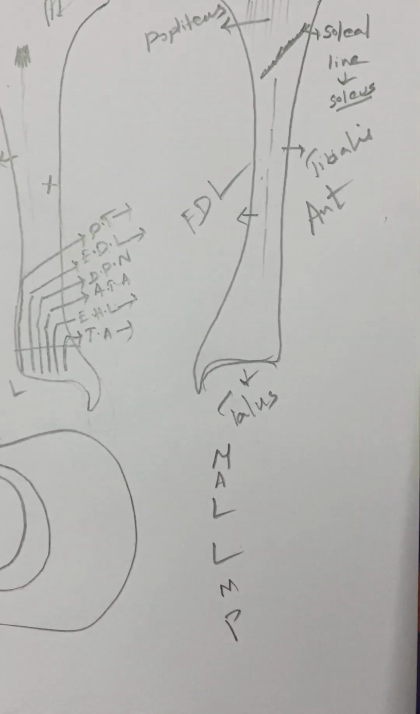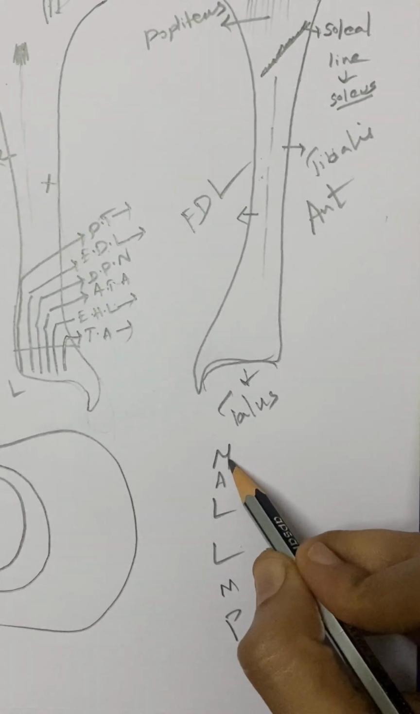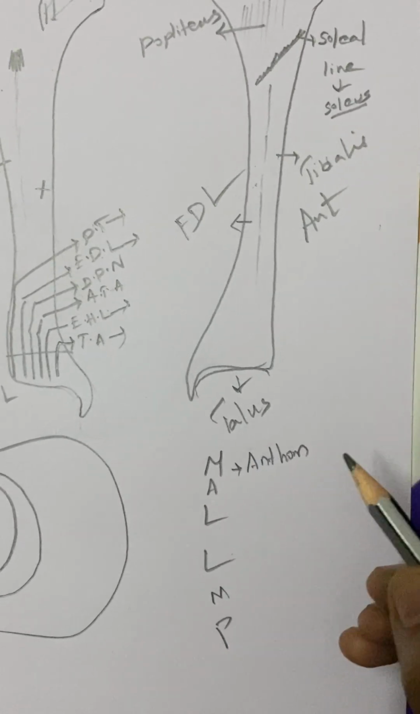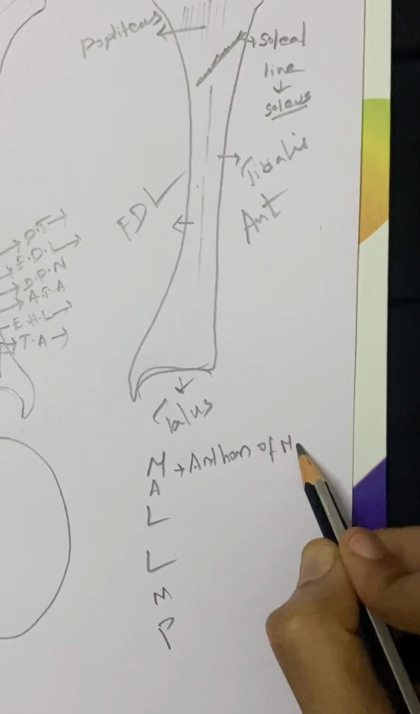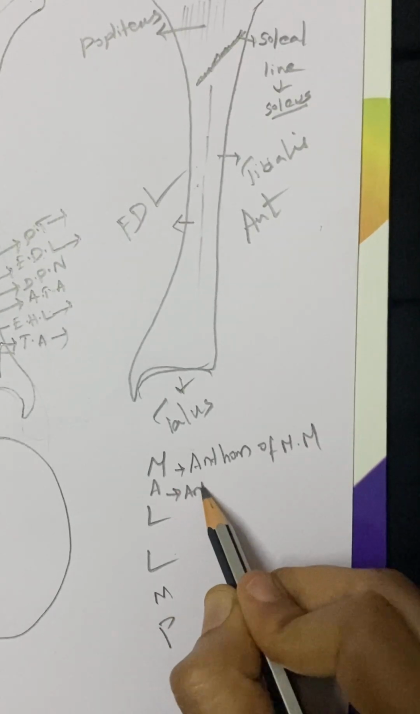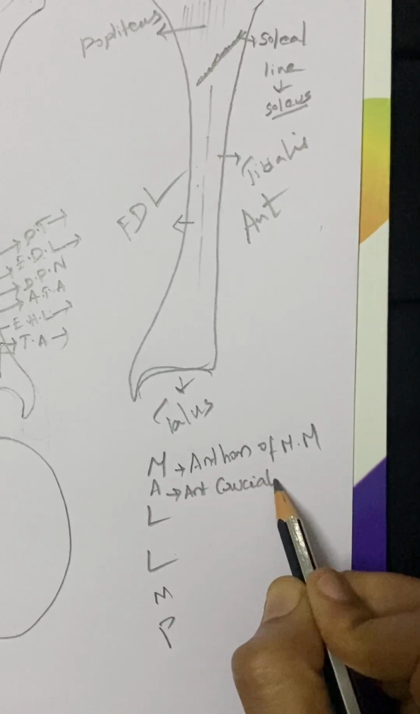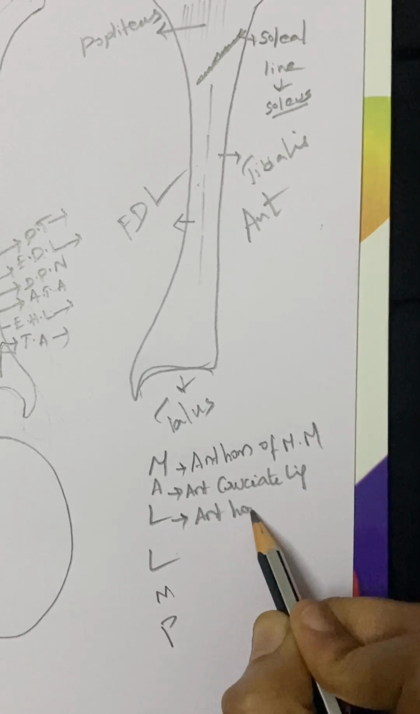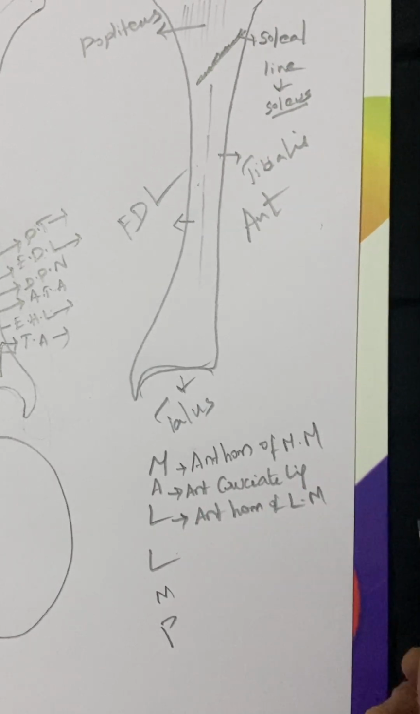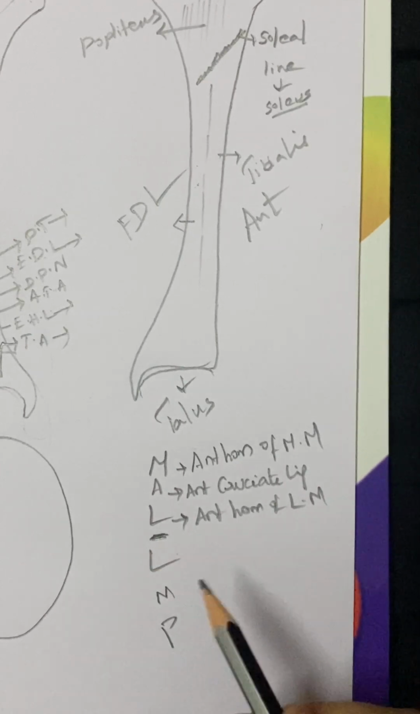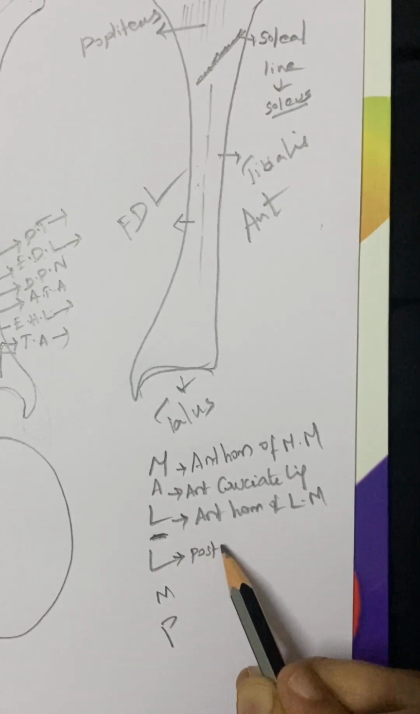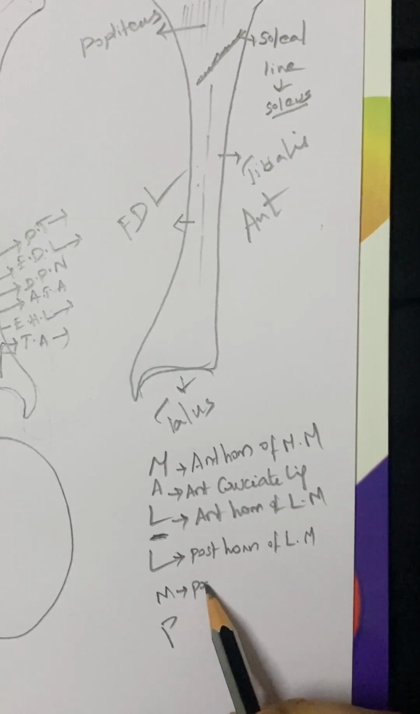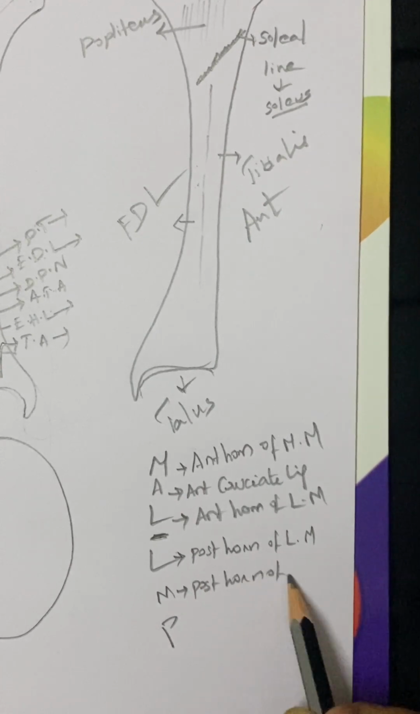So what is small LMP from anterior to posterior? M stands for anterior horn of medial meniscus. So each meniscus has two horns, anterior and posterior horn. Next to anterior horn of medial meniscus is anterior cruciate ligament. Then we have anterior horn of lateral meniscus, that is MAL, mall. Then we have intercondylar eminence. Then we have posterior horn of lateral meniscus, posterior horn of medial meniscus, then posterior cruciate ligament.